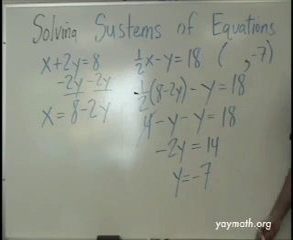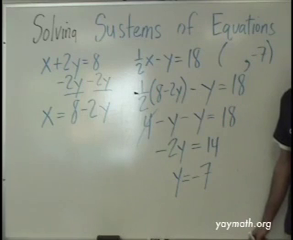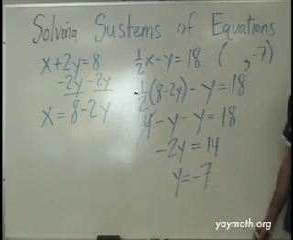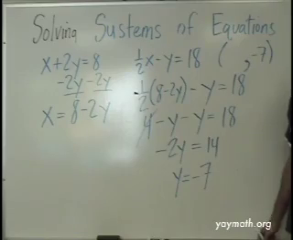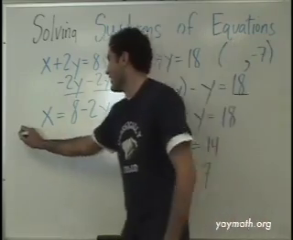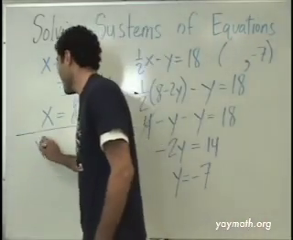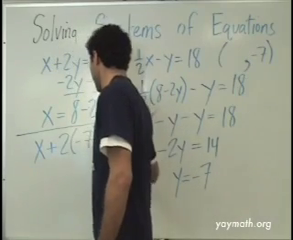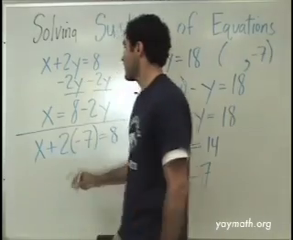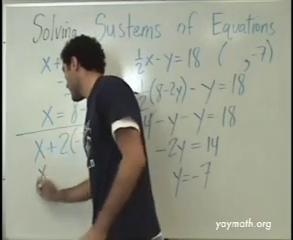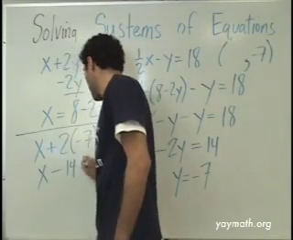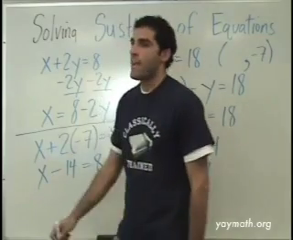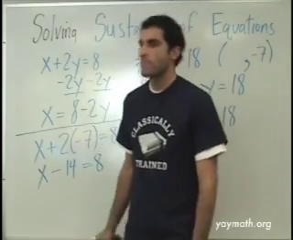And now, where shall we plug Y into? That one? Yeah, let's do that one. X plus 2 times negative 7 equals 8. What's 2 times negative 7? Negative 14. Plus 14 on both sides.